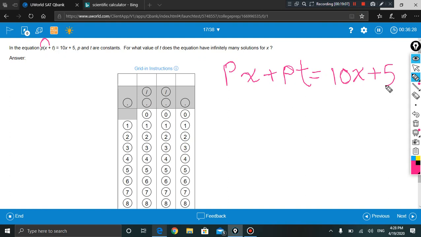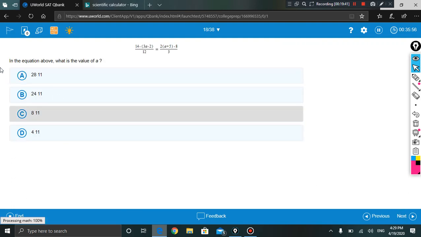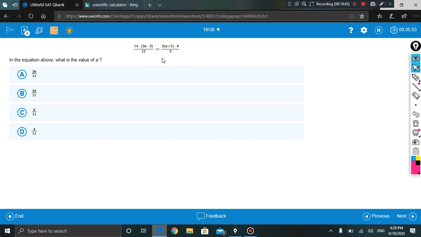Okay, it's telling you for what value of t does the equation have infinitely many solutions. So those two have to be identical. Px is 10x, so definitely the p is 10. And if p is 10, then 10t has to equal 5. Then t is half, because 10 times half is 5. So the answer is half. So t is 0.5. Let's choose 0.5 over there. I can say 0.5, but I like to write 0, although 0.5 should be fine, but I like to write 0. Okay? Next. In the equation above, what's the value of a?